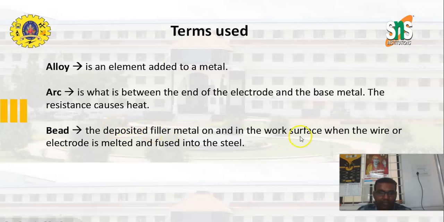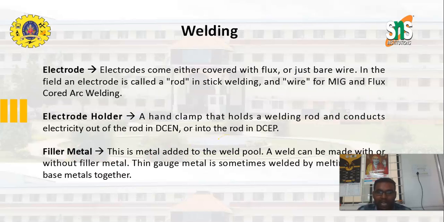The bead is the deposited filler metal on and in the work surface when the wire or electrode is melted and fused into the steel. Next one is an electrode. Electrode comes either covered with flux or as just a bare wire. In the field, an electrode is called a rod in stick welding and a wire for MIG welding and flux coated arc welding.